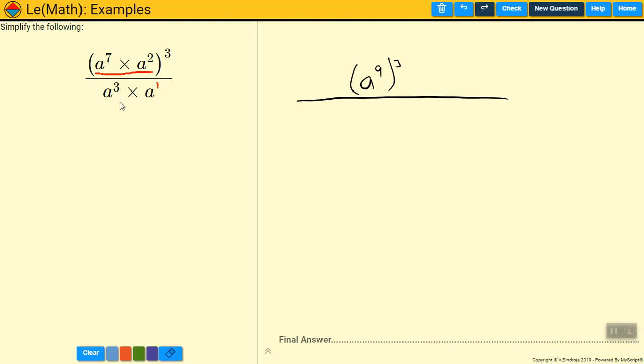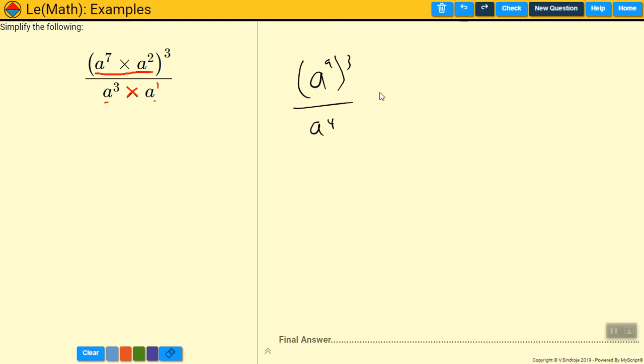Now on the bottom, let's simplify that. We're multiplying those two things, so that's a to the power of 4. Remember, we add the powers. Now we're not done yet. Let me cross off that divide line because it's fairly large. I don't need all of that. So a to the power of 9 cubed over a to the power of 4. But on the top, we can multiply those powers and get rid of that bracket. So it's a to the power of 27.